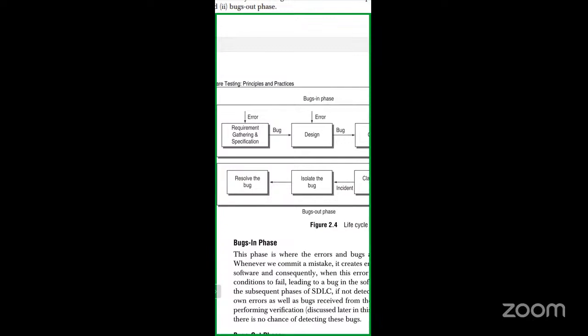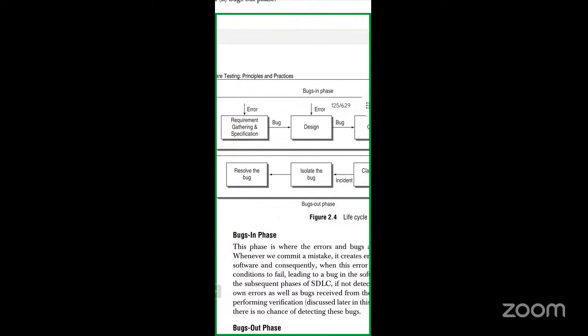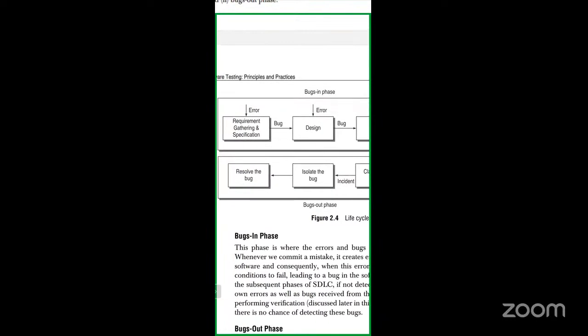That is, we will be having requirements gathering and specification, then moving on to the design, then to the coding, and then it will be going for testing. When there is testing, the bug is classified, whether it is a good bug or a bad bug, that is, an incident bug or something happening in the code. Then it will be going for the solution, and after the solution is done, that is, resolving is done, the bug completes its life cycle. So this is related to the life cycle of a bug.